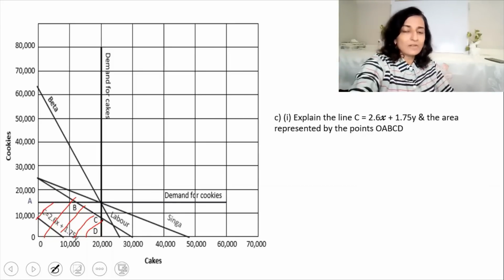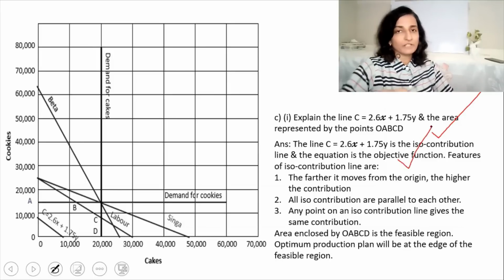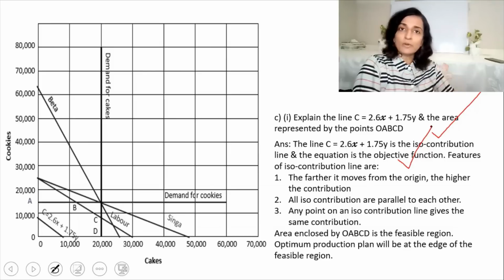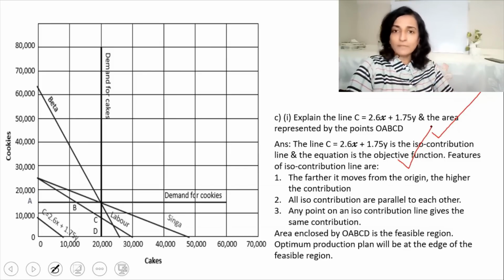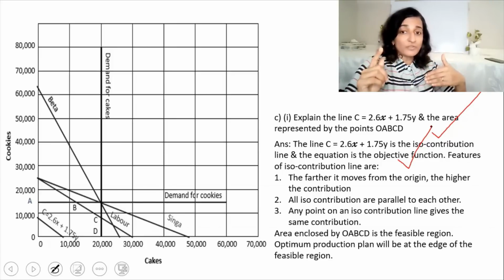Okay, so let's write the answer. The line C is equal to 2.66x plus 1.75y is the iso contribution line and the equation is the objective function. Okay, so since I've already explained this in the linear programming video, I'm not going to explain it again. Now, features of iso contribution line: the further it moves from the origin, the higher the contribution.